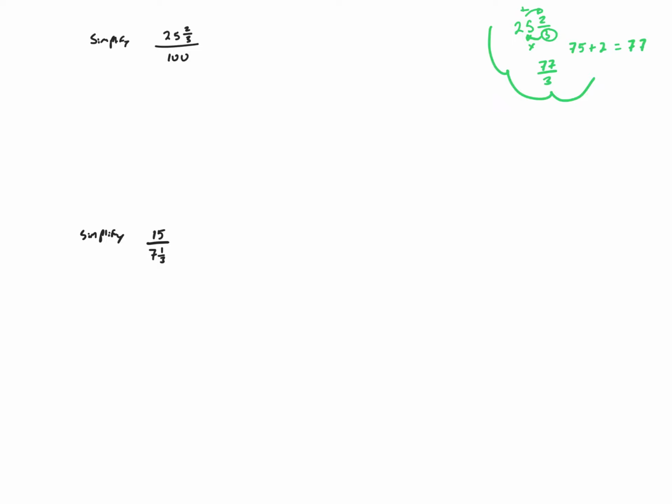So the top here is going to be 77 over 3, and then I'm going to write the denominator as a fraction as well. 100 divided by 1. Okay? So it's just the top one divided by the bottom one. So I'm going to say 77 over 3 divided by 100 over 1. That's the same thing as saying 77 over 3 times 1 over 100. That's going to give me 77 over 300.